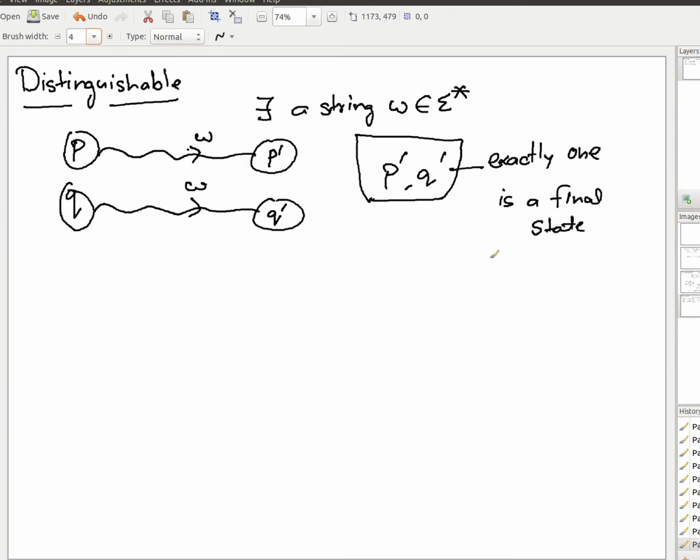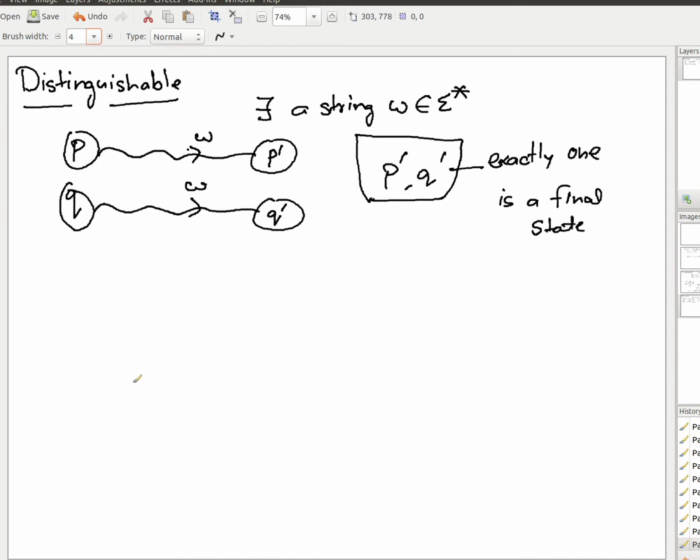So, I hope you are clear with the equivalent and distinguishable definitions. Equivalent: both go to some final states, or both go to some non-final states. It doesn't matter if they go to the same state or not. Here, certainly they don't go to the same state because one is final, one is non-final, but exactly one can be final. Not both can be final, not both can be non-final. So, is the definition clear to all of you?